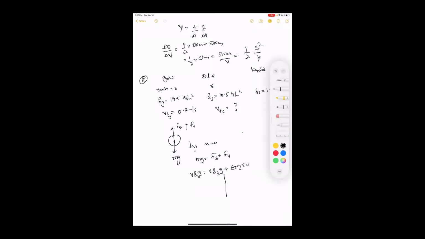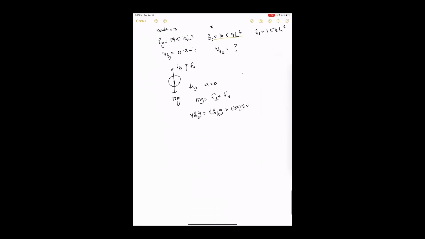From this, we can calculate the terminal velocity. This is the terminal velocity, guys. So terminal velocity is equal to V g, volume into g into density of body minus density of liquid, divided by 6 pi eta r. That is the general equation. Please do remember. Volume is 4 by 3 pi r cube, so it is 4 by 3 pi r cube into g into density of body minus density of liquid, by 6 pi eta r.